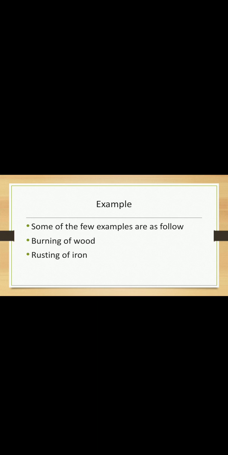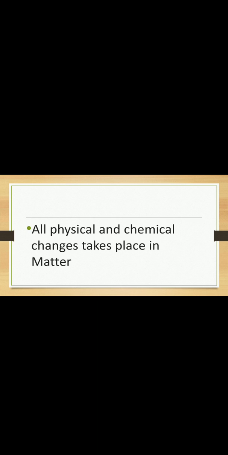Another example is the rusting of iron. Rusting of iron is also an example of chemical change. The iron reacts with the oxygen present in the atmosphere, so it results in the formation of ferric oxide. So, this is the rusting of iron and this is also an example of chemical change.